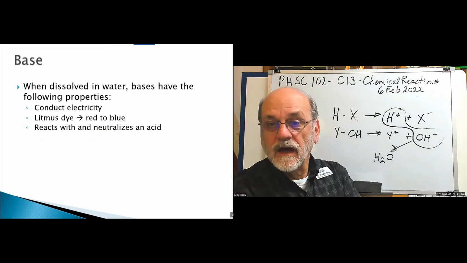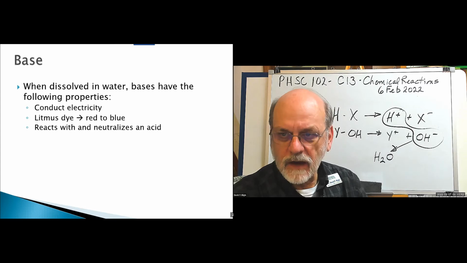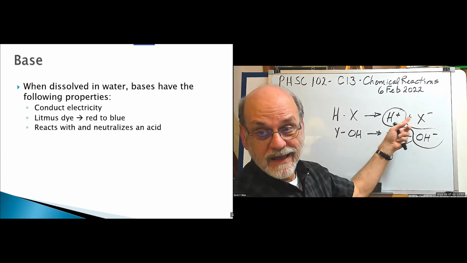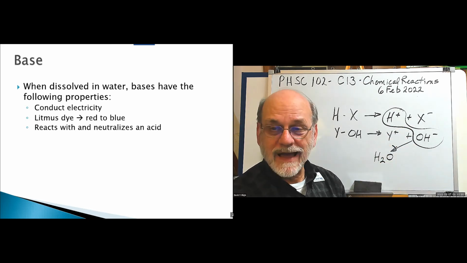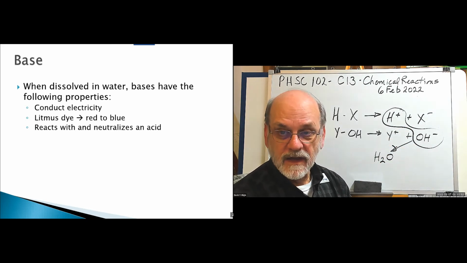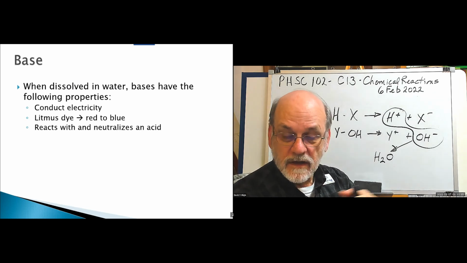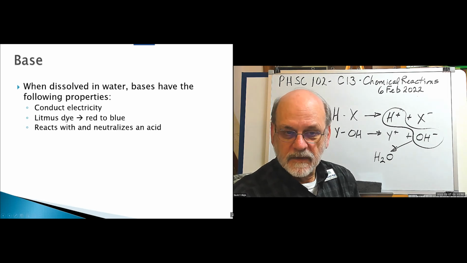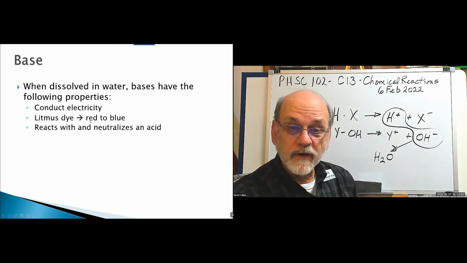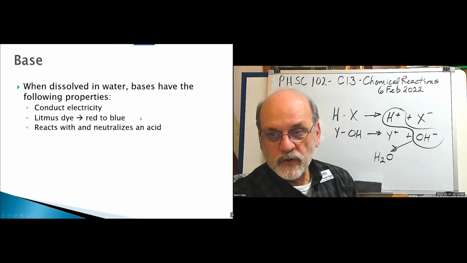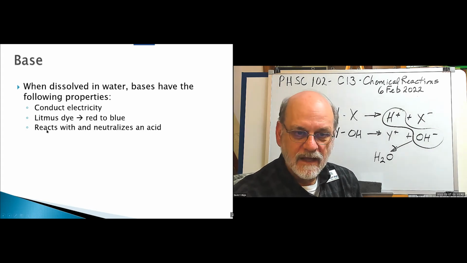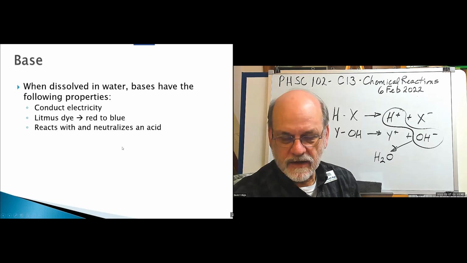Whereas a base also conducts electricity. Now, why is that? Acids and bases conduct electricity. They have these mobile ions, right? Anytime you've got mobile ions in whatever form it takes, you can conduct electricity across that substance. So bases will conduct electricity. The litmus test will go from red to blue. So blue represents base, red represents acid with the litmus dye. And the reaction to neutralizing acid is there also.